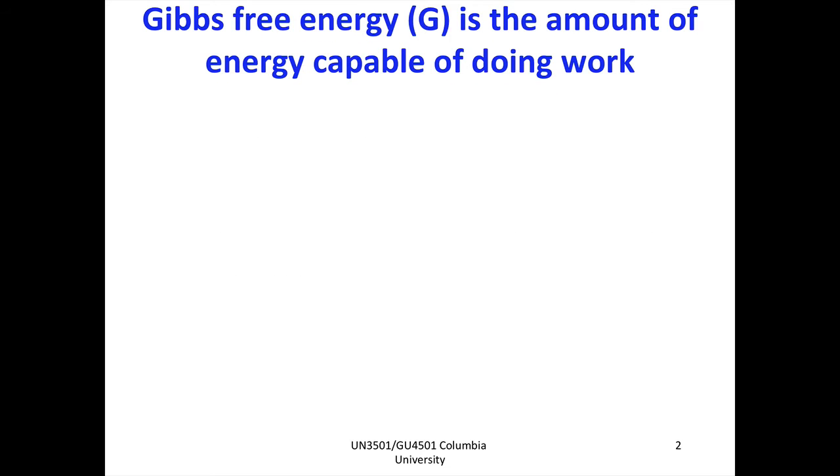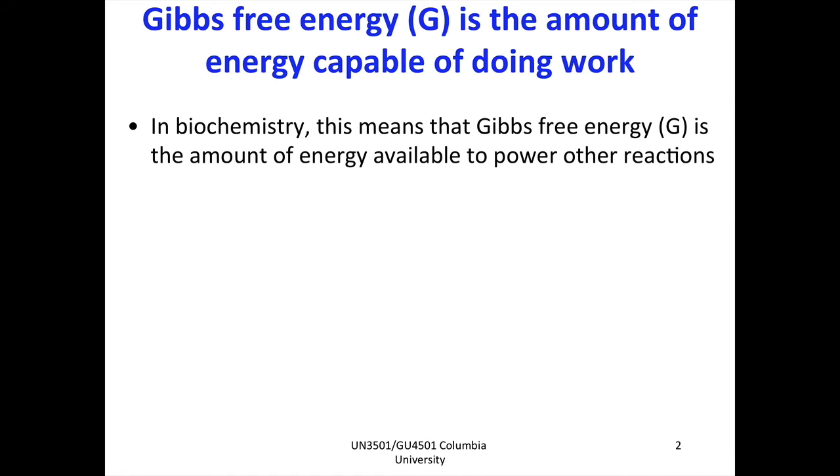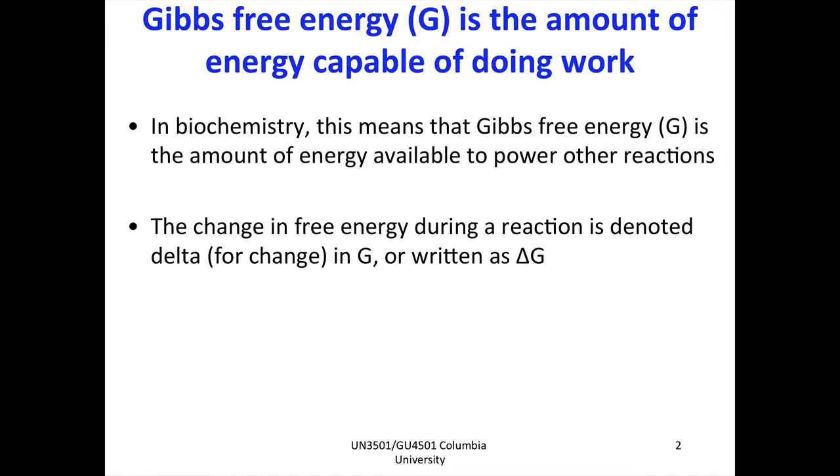So let's get started with the concept of Gibbs free energy. Gibbs free energy is a concept from physics. It's the amount of energy available to do work. In biochemistry, that means Gibbs free energy is the amount of energy available to power other reactions. And we usually talk about the change in free energy during a reaction, and that's denoted by delta G. This is the Greek symbol delta for change in G, Gibbs free energy. So we're going to be talking about delta G, change in Gibbs free energy.